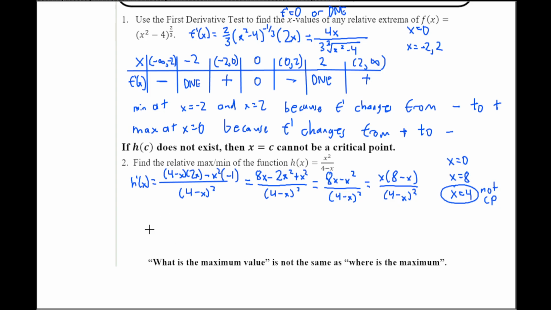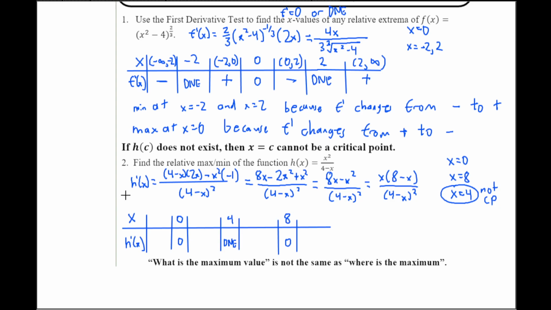And I'm just going to show you in a table. So negative infinity to 0. Pause if you need to write this down. 0 to 4, 4 to 8, and then 8 to infinity. So if you pick a number between negative infinity and 0, like a negative 2, you'll get a negative on the top and the positive on the bottom. So the derivative is negative.